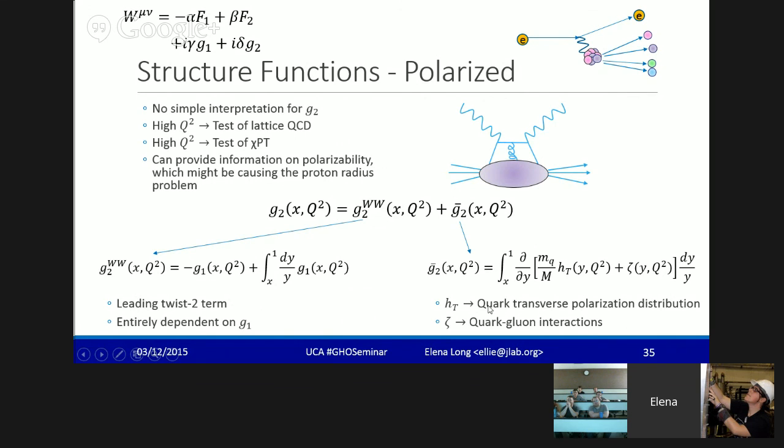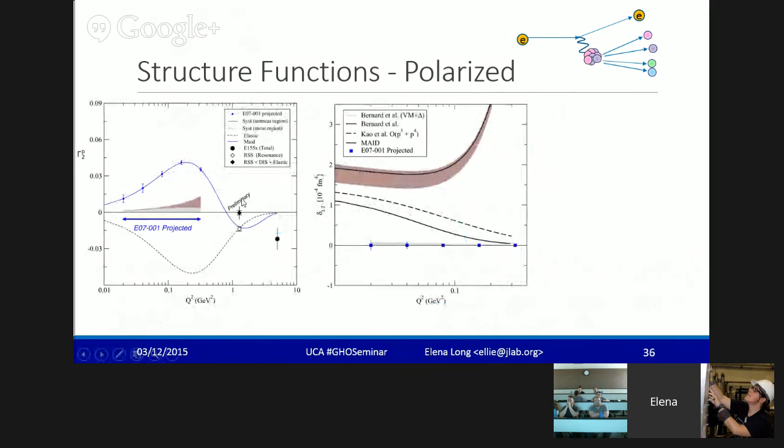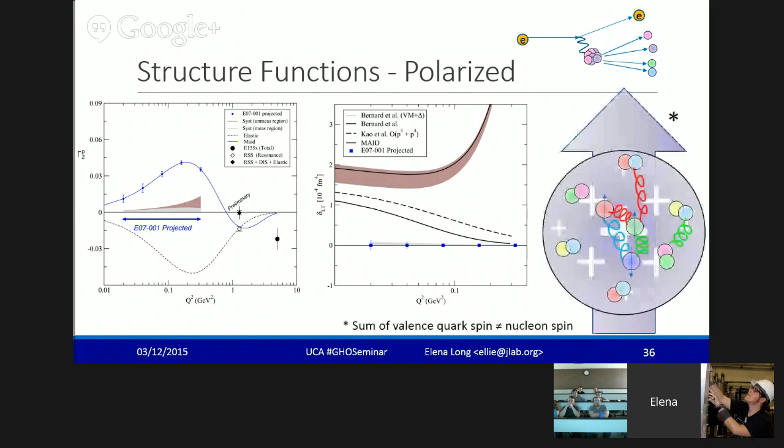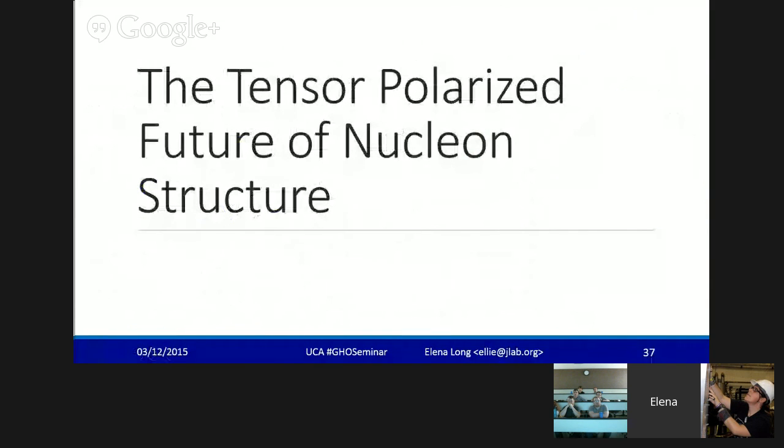What this starts giving us information on is how quarks and gluons interact, and also starts looking at some polarization distributions. So this is the world data that exists for these two points, and these are projected measurements that we're expecting for the polarizability of the proton in an upcoming measurement that we have some grad students working on. So this starts telling us information about what the quarks are doing and what these interactions are doing, so our picture of what's going on inside protons and neutrons is getting even more complicated.